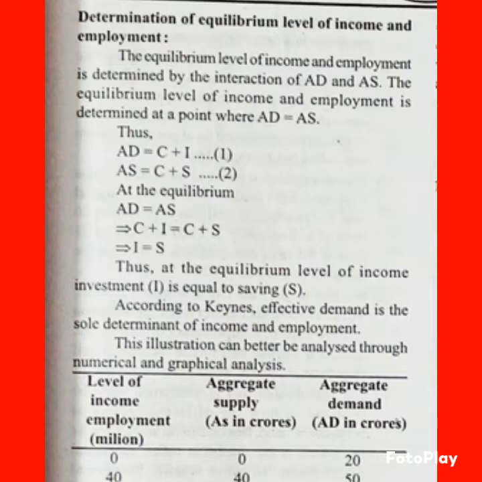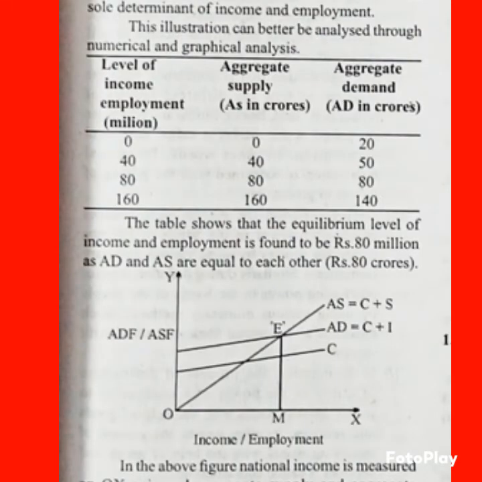Now see, in this table we have taken the level of income and employment. Aggregate demand includes, AS means aggregate supply includes. Here you find a point 80. Here 80 is the point, one line coming, you see. It is the point at which, at income level 80, AD is equal to AS.